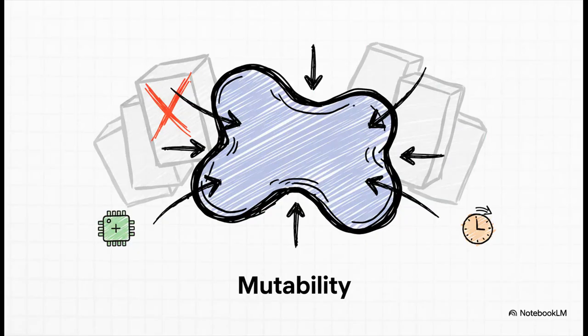This ability to be changed in place has a name. It's called mutability, and it's a game changer. By modifying the existing object directly, you completely avoid the cost of creating all those temporary objects. This is the secret sauce behind why these builder classes are so much more efficient for string manipulation.